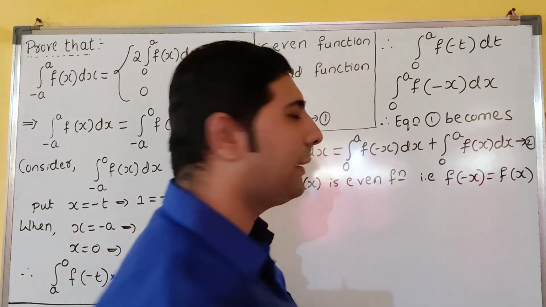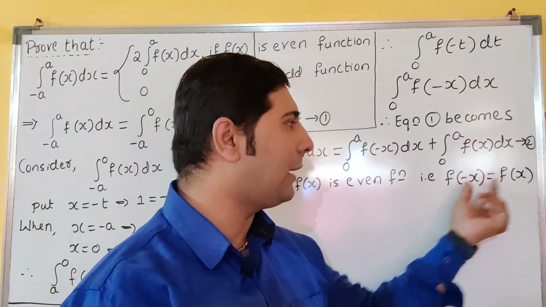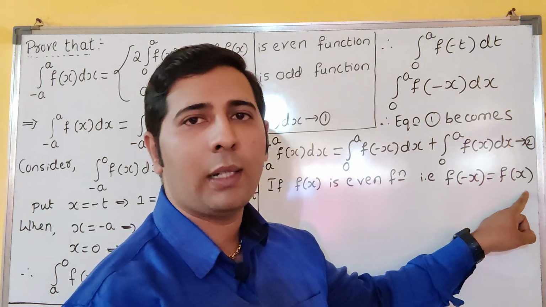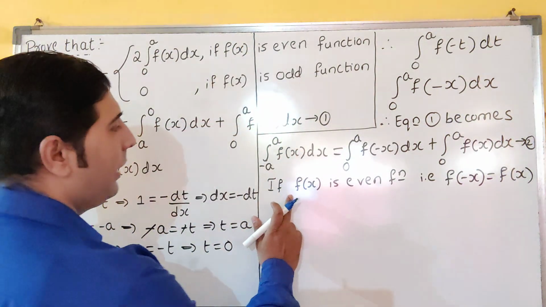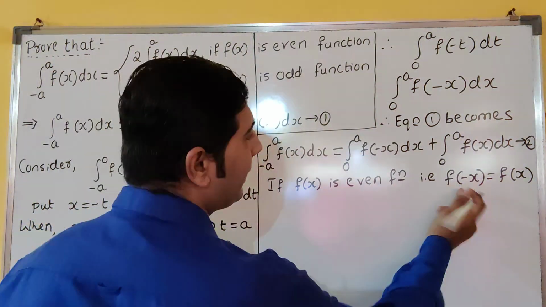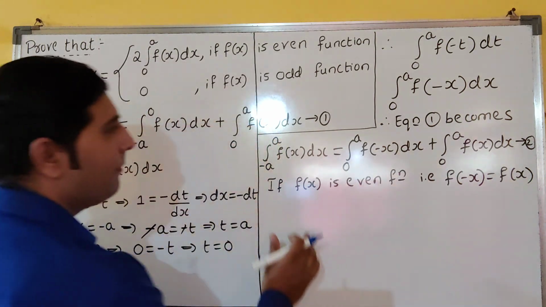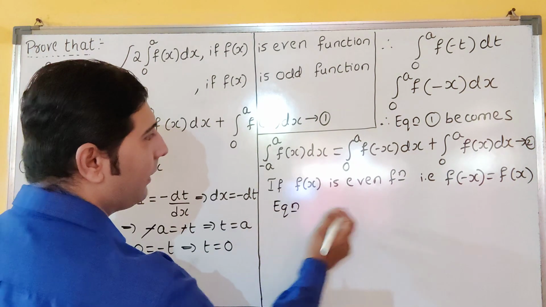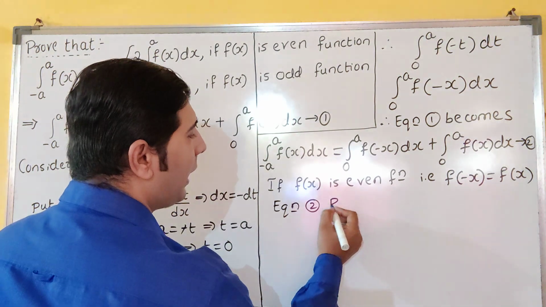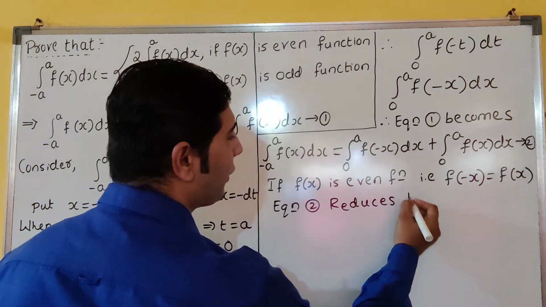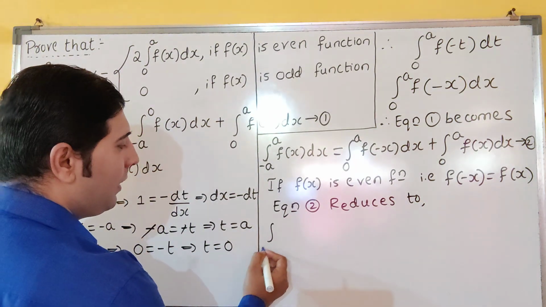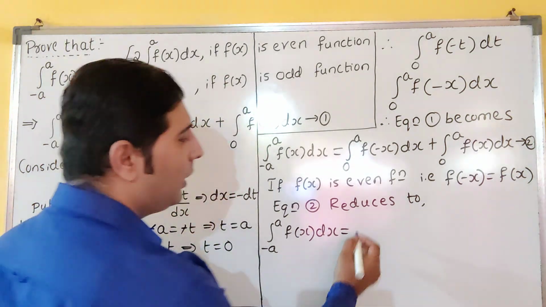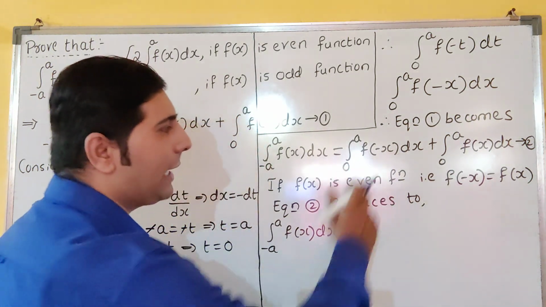f of minus x is equal to f of x. Yes or no? And don't ask me again, sir, how this has become. I had given you an example of what is even and odd function. f of minus x will become f of x; this is called an even function. If f of x is an even function, that is f of minus x will become f of x, so now equation 2 reduces. Equation 2, therefore you can see, reduces to what? Minus a to a f of x into dx is equal to 0 to a f of minus x has become what?